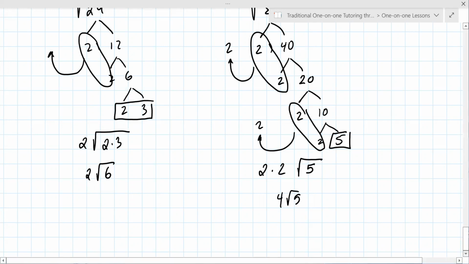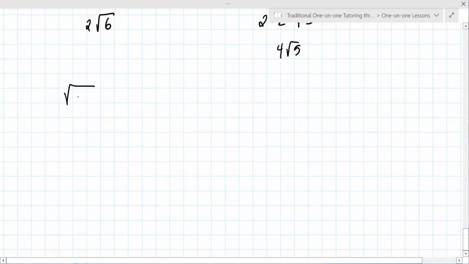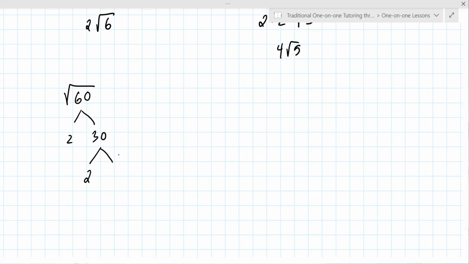Okay, let's try one more here. Let's try the square root of 60. So does 2 go into 60? Yes. Okay, so 2 and what number goes here to the right of it? 30. Okay, and then try again. Does 2 go into 30? Yes, because it's even. 2 times what number gets you back to 30?